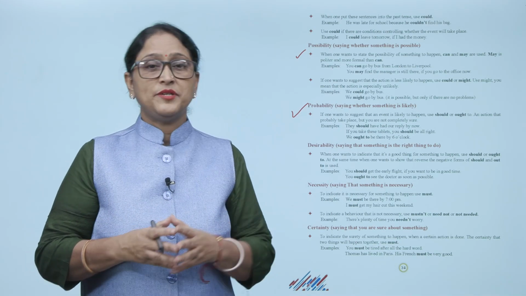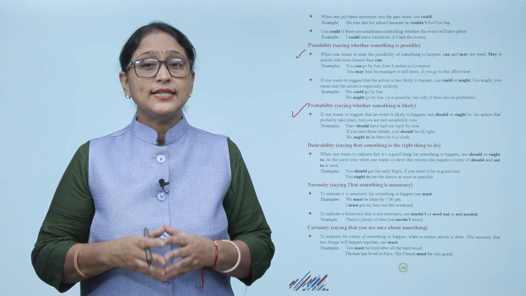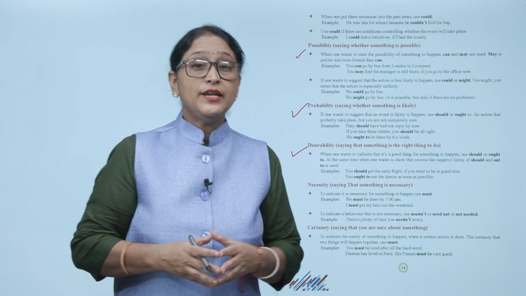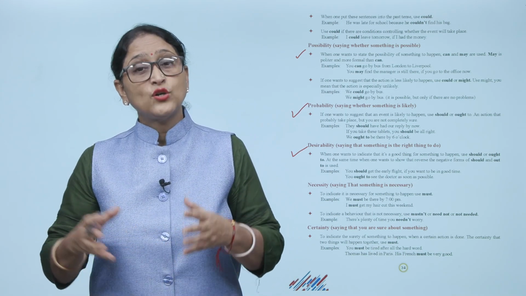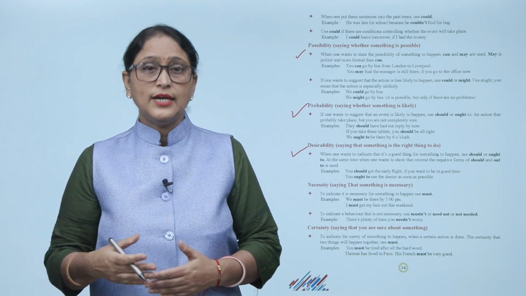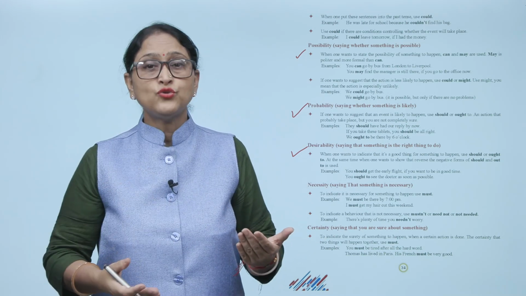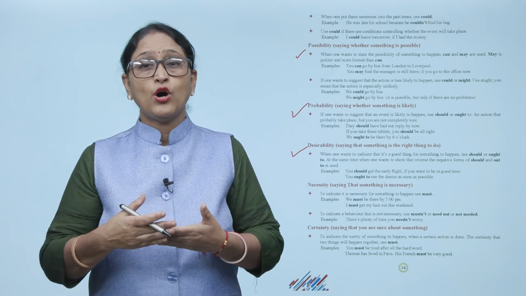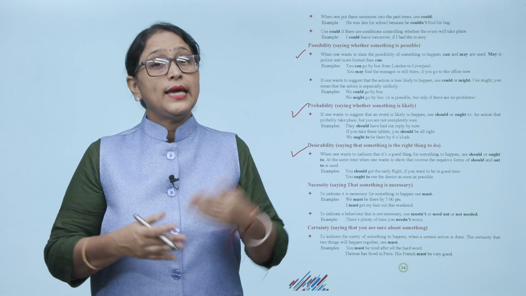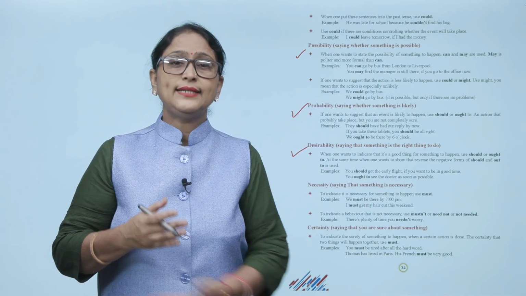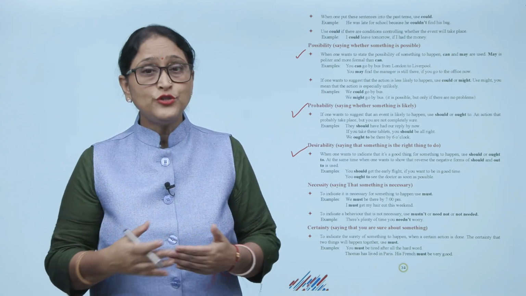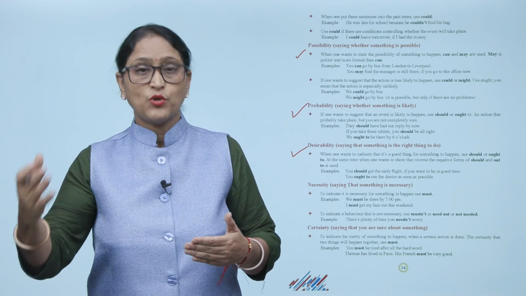Next is desirability. Saying that something is the right thing to do. When one wants to indicate that it is a good time for something to happen, use should or ought to. At the same time, when one wants to show the reverse, the negative form of should and ought to is used. Examples, you should get the early flight if you want to be in good time. You ought to see the doctor as soon as possible.